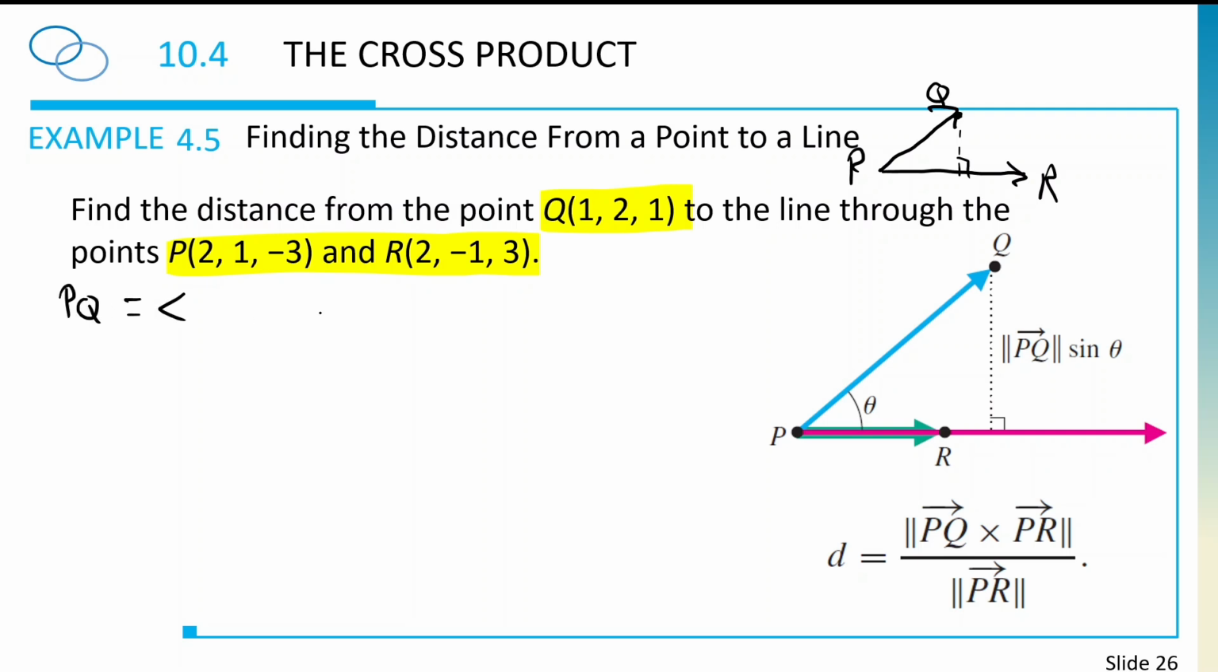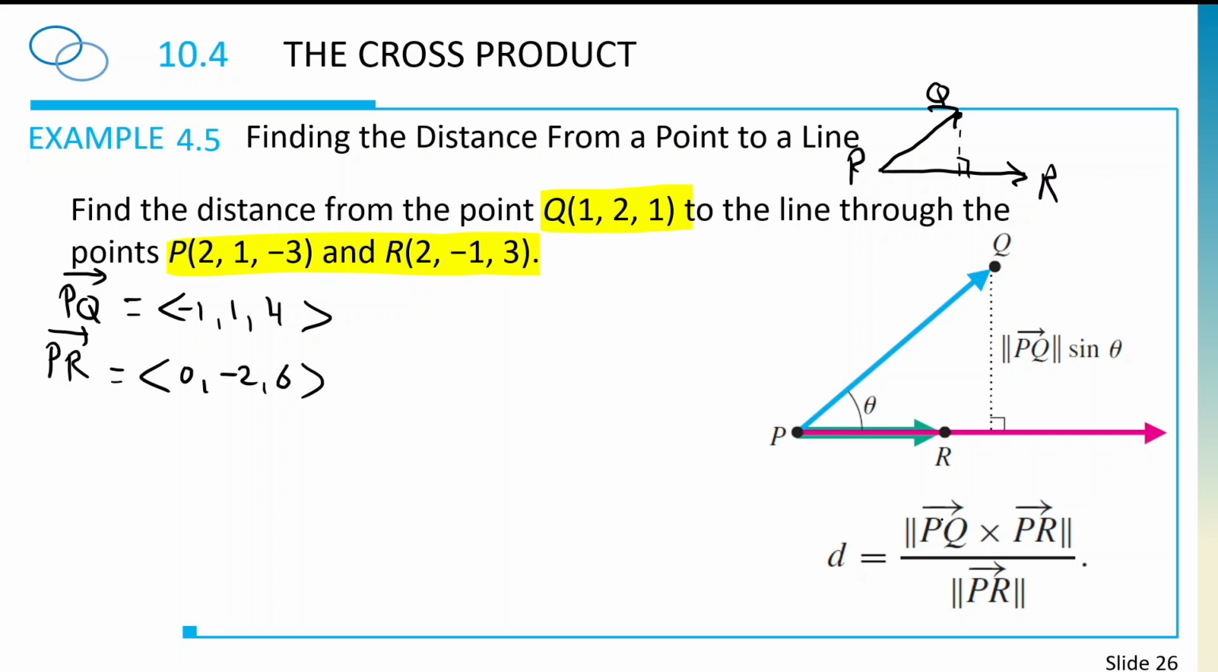How do we find PQ? Remember, terminal minus initial point. So it should be 1 minus 2, which equals -1. Then 2 minus 1, this is 1. Same thing, 4. This is as a vector. And I need to find PR, which equals R minus P. So this is 0, -2 and 6.